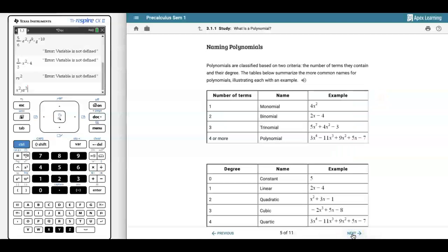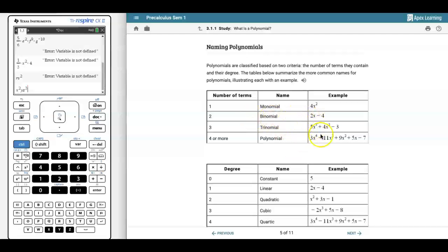All right. So when we're naming polynomials, we've got two basic criteria that they get classified in: number of terms and degree. When we say number of terms, we mean, there's one term here, there's 1, 2 terms there, 1, 2, 3, 1, 2, 3, 4, 5, right? So if you've got one term, you're a monomial, 2, you are a binomial, 3, you're a trinomial, and 4 or more, you are a polynomial. So 4 or more gives you that polynomial name, right?